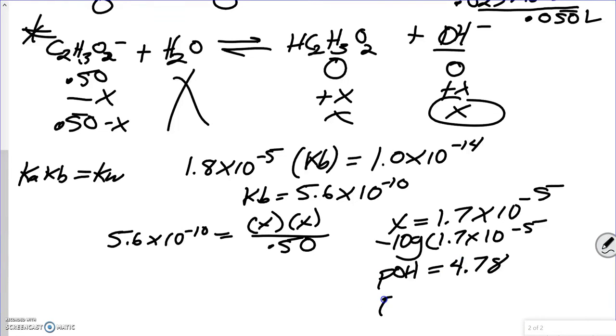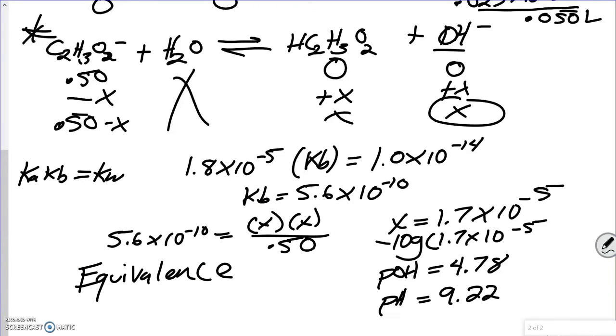Okay, and we always want pH, never pOH. So our pH, after we subtract this from 14, is going to be 9.22. So that's kind of our midpoint, or not midpoint, I'm sorry, this is our equivalence point. So we've done the midpoint, we've now done the equivalence point.